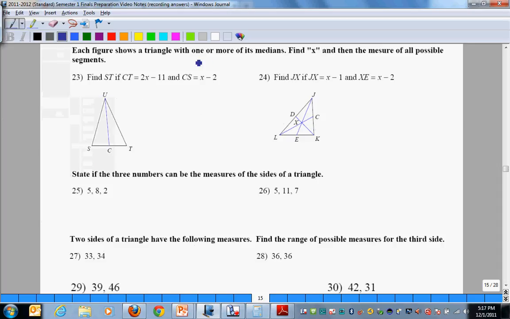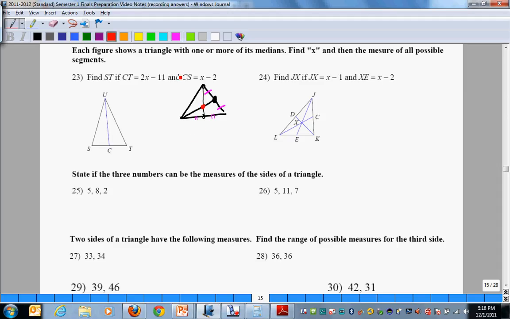Says each of the figures shows a triangle with one or more of its medians. Find x and the measure of all possible segments. There's 2 qualities you need to remember about medians. First quality is that medians hit the midpoint of any opposite side. That's the median. And the second one is when you have multiple medians, if we have a median here as well, where the medians cross is a centroid.